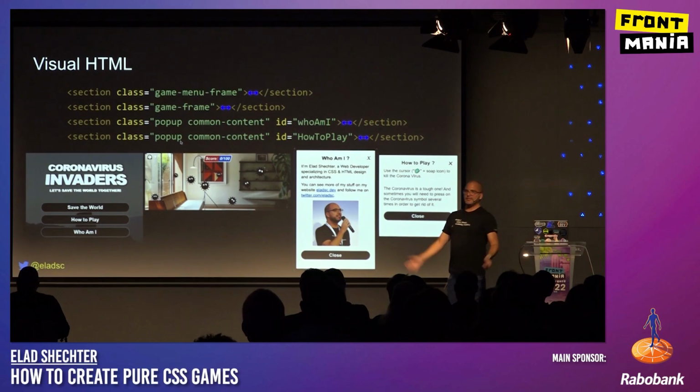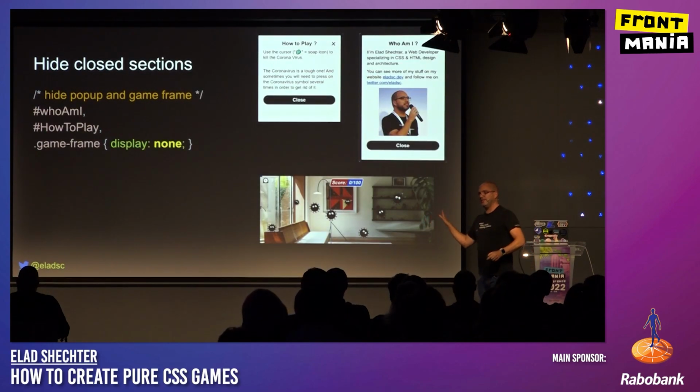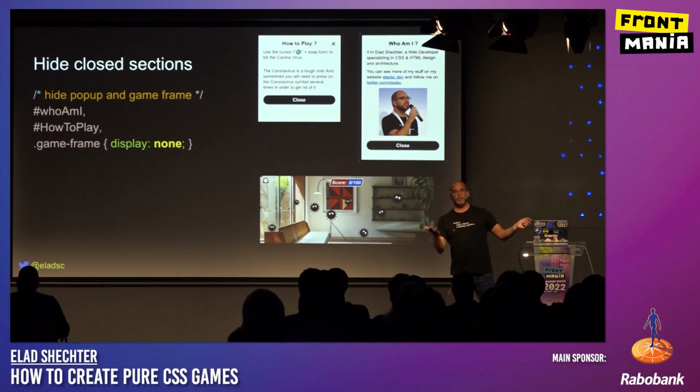But when I'm loading this game, I want to see only the game menu frame. I don't want to see all the other frames. How am I hiding all the other frames in a really easy way? I'm just giving all the other frames display none. Okay? This way, when I'm loading the game, I only see the game menu frame.